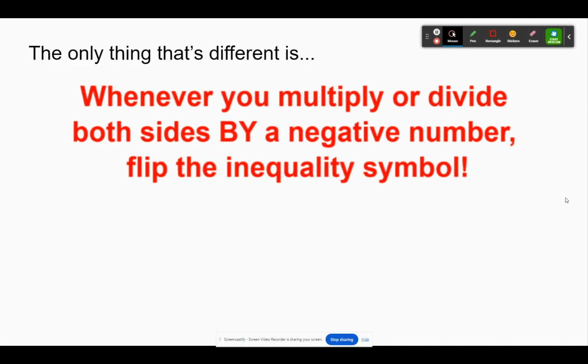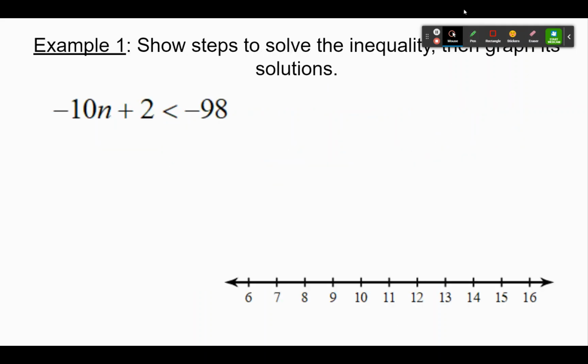The only thing that's different from an equation is that whenever you multiply or divide both sides by a negative number, you need to flip the inequality symbol. So here's an example of that. Show steps to solve the inequality.